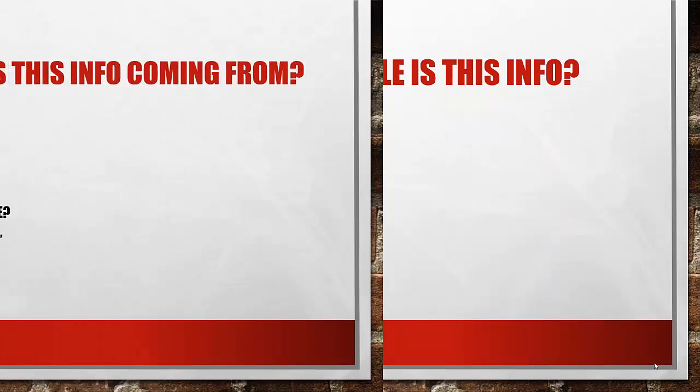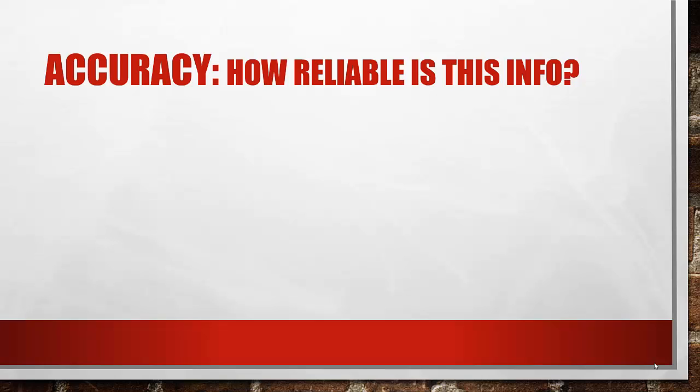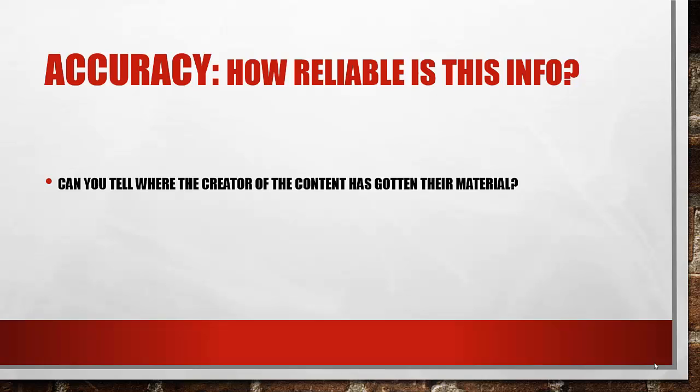The next one is accuracy, and this one is a little bit harder to determine, especially when you're first researching a topic. What you're asking is, how reliable is the info? Can you tell where the creator of the website received their material from? This is usually the problem with Wikipedia. A lot of complaints, if it's not cited properly, you don't know where the information is coming from. If you don't know where it's coming from, you really can't verify whether it's accurate or not. So you want to kind of stay away from things like that.